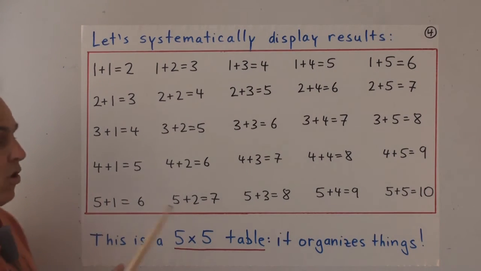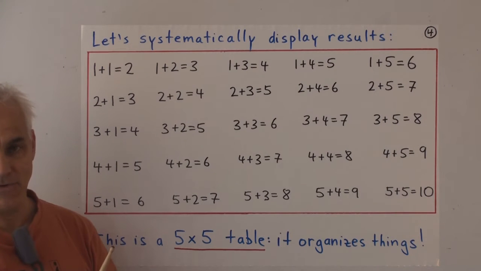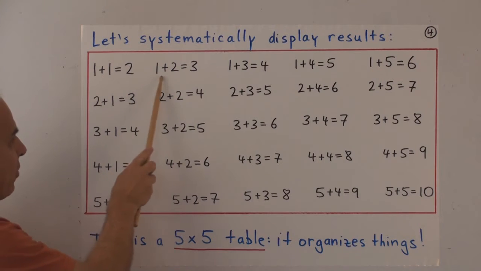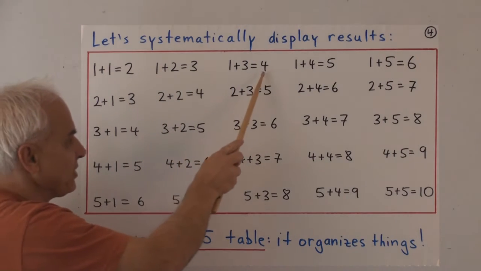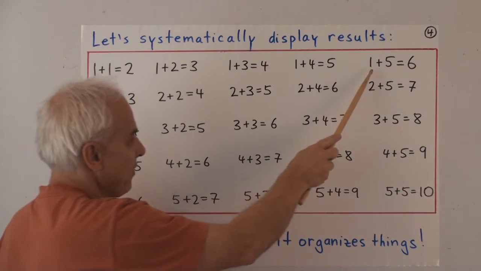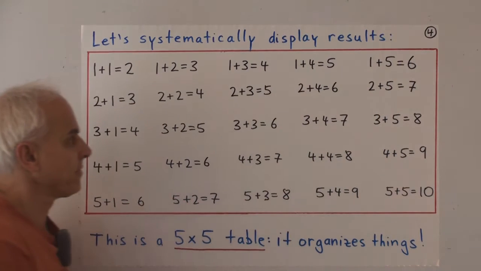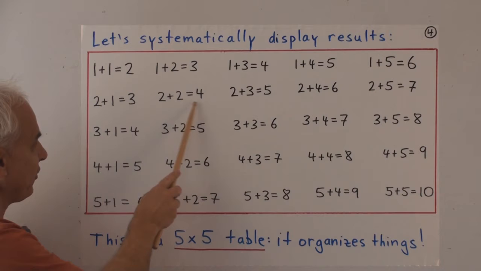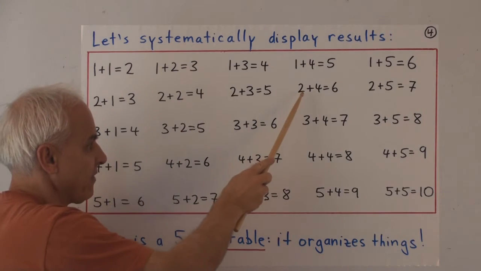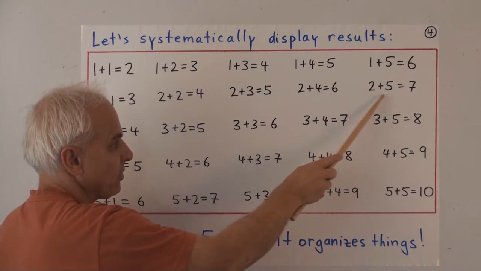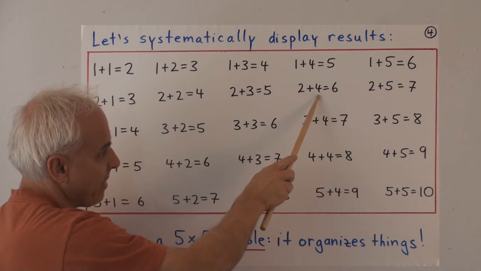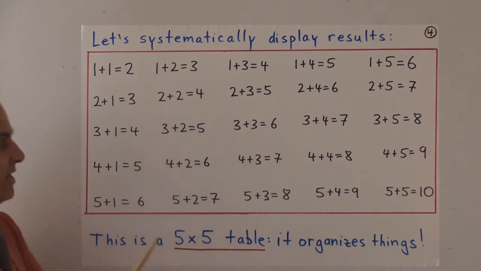In this table I have all the additions involving the numbers 1 through 5. 1 plus 1 is 2, 1 plus 2 is 3, 1 plus 3 is 4, 1 plus 4 is 5, 1 plus 5 is 6. And here's adding 2. 2 plus 1 is 3, 2 plus 2 is 4, 2 plus 3 is 5, 2 plus 4 is 6, 2 plus 5 is 7. In either case, for example, we get the number that's 2 past 4.